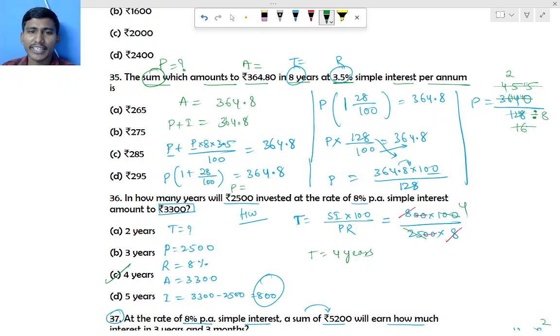16 how many is? 135. Sir, 16 sevens are how much? 16 eights are how much? 16 eights are 128, right? 128. So 28 is the answer. 28 means which option? C is the answer. 285 is the answer. Okay?